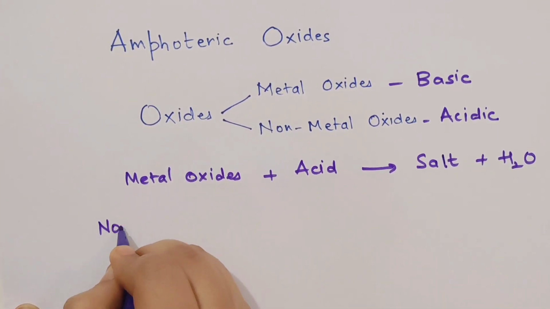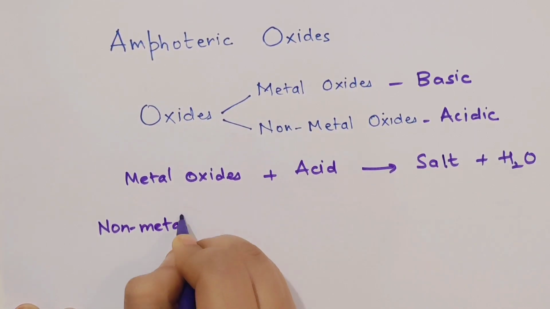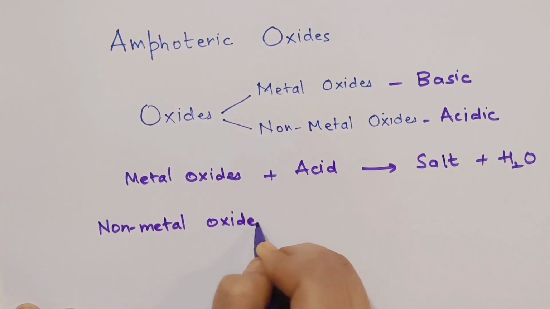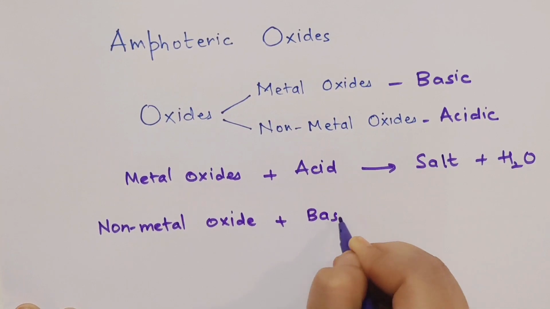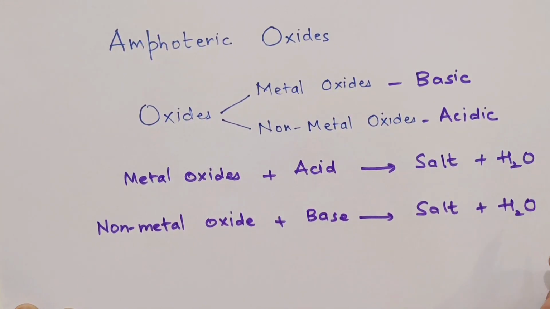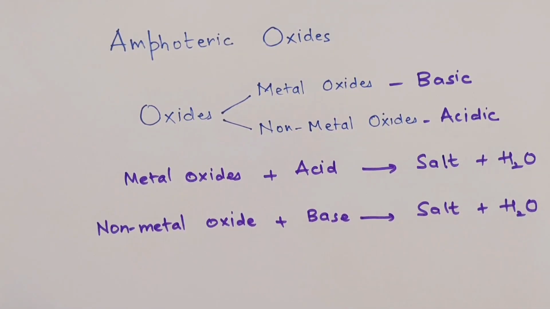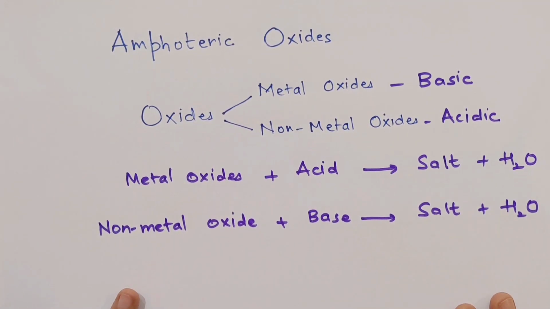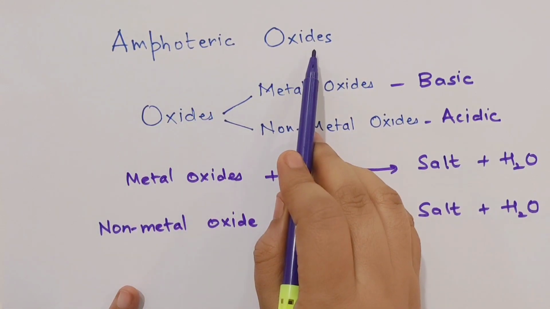Similarly, if a non-metal oxide would react with a base, it would again give you salt and water, right? Since non-metal oxide is acidic, it would react with base to give salt and water. Now, there are numerous examples of this given in your book. That is not my point of focus today. My point of focus is amphoteric oxides.